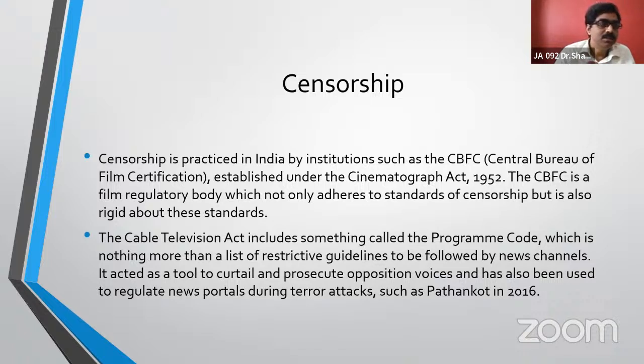Next, to control the electronic media, the Cable Television Act includes something called the programming code. The programming code is enshrined under the Cable Regulation Act. It was brought into the Act in 1995, then modified in 1997 and 1999, and again in 2009 and 2012. So from time to time it has been modified, and certain guidelines are enshrined in it.